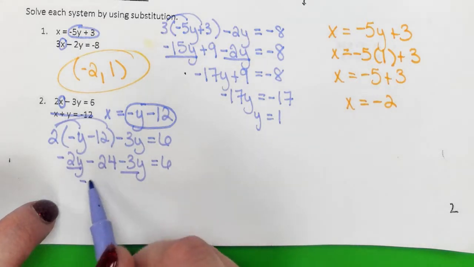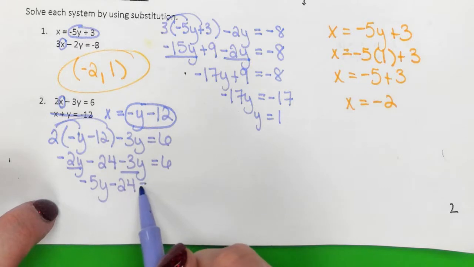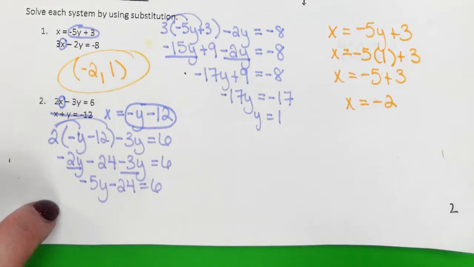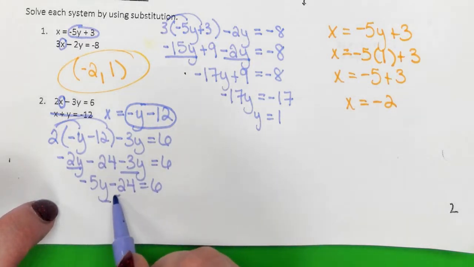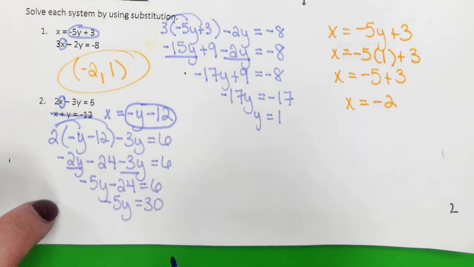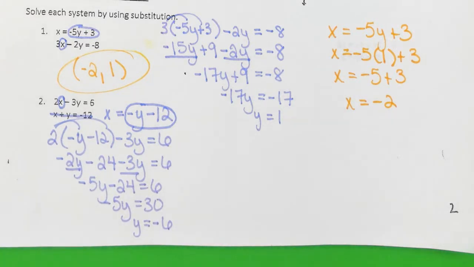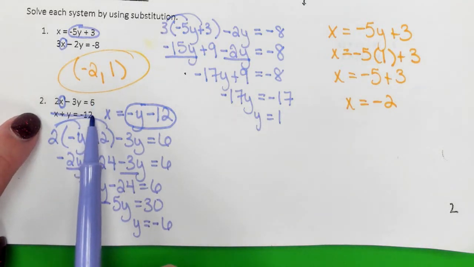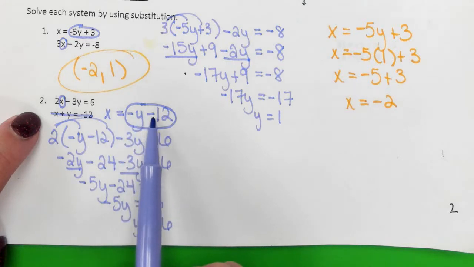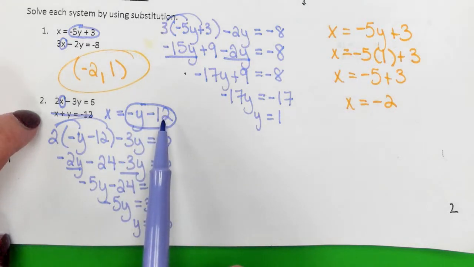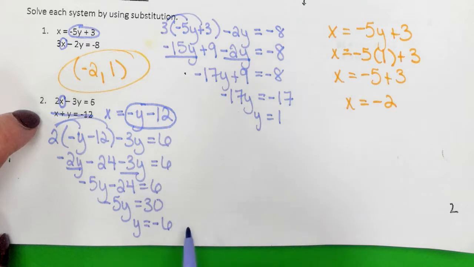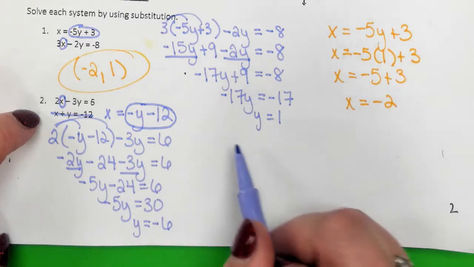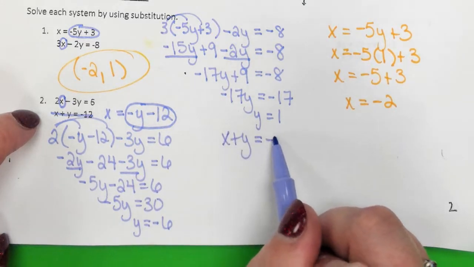All right, combine your like terms, you get negative 5y. Add the 24 over. Divide, and you get negative 6. So you have 3 equations to work with now. You've got 2x minus 3y equals 6, x plus y equals negative 12, and x equals negative y minus 12. Either one of those 3 will work. Which one would be the easiest one to plug into? x plus y equals negative 12 would probably be the easiest one.